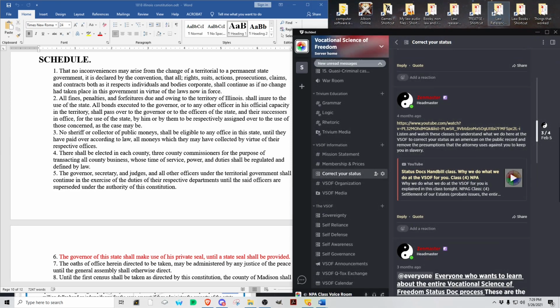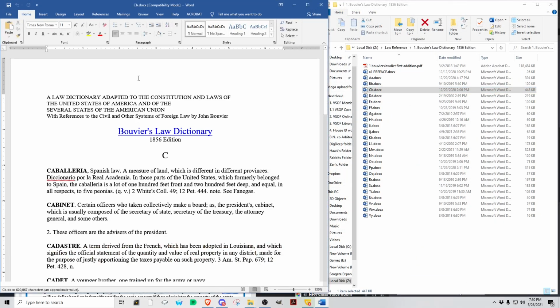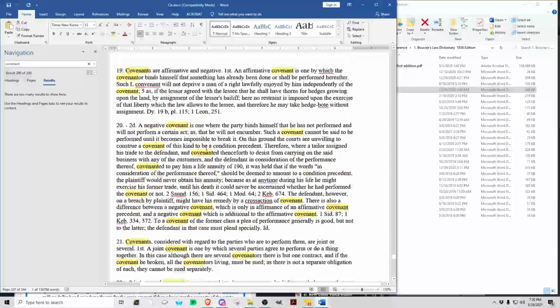I'm going to grab out of Bouvier's Law Dictionary right here just really quick and show you guys what the definition of covenant is. Now, I'm probably not going to read the whole thing because it's probably going to be fairly long, but it might not be. Okay, so here it is. There's a lot of different things regarding covenant. Obviously, you see all these entries.